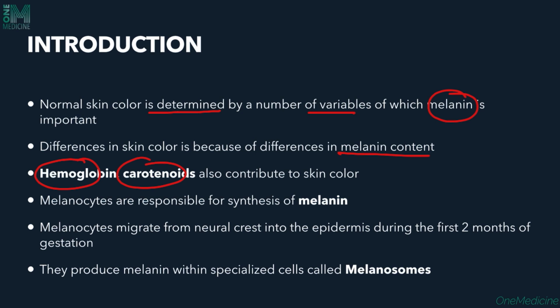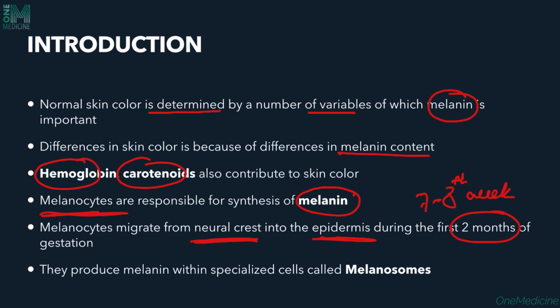Melanin synthesis happens inside the melanocytes. These melanocytes will migrate from the neural crest into the epidermis during the first 2 months of intrauterine life. So during the 7th or 8th week of life, that is when the melanocytes will be transferred to the epidermis from the neural crest. These are the neural crest derived cells. They produce melanin within specialized organelles called melanosomes. So inside the melanocyte, we have melanosomes present, and inside them melanin pigmentation is produced.